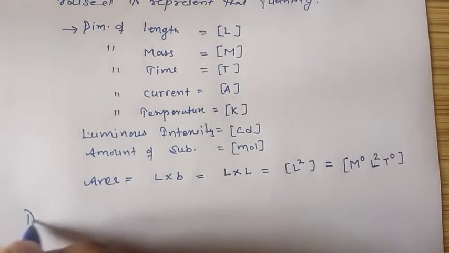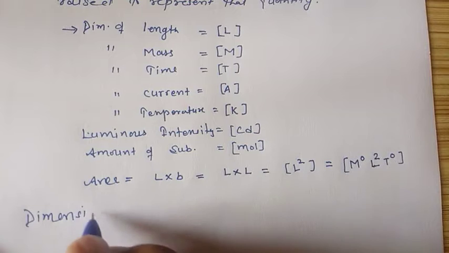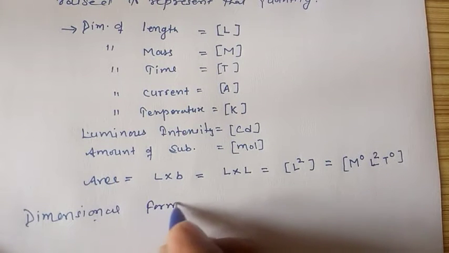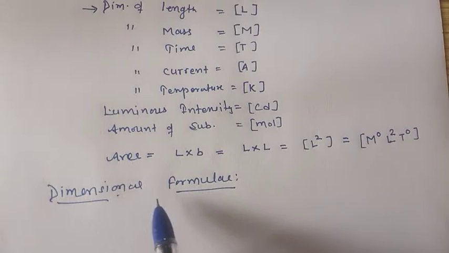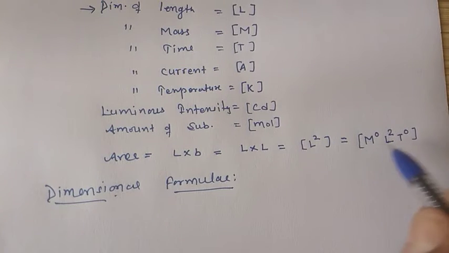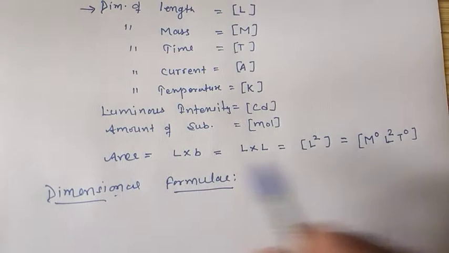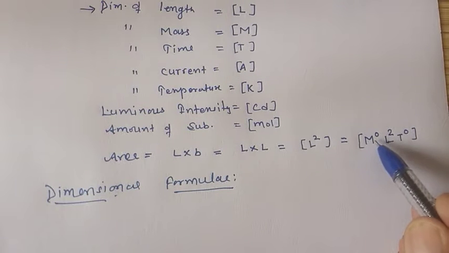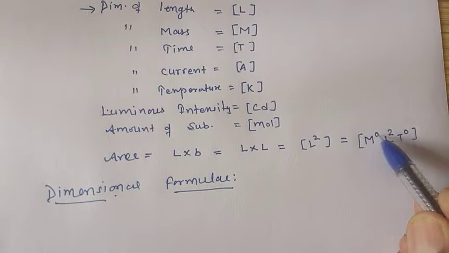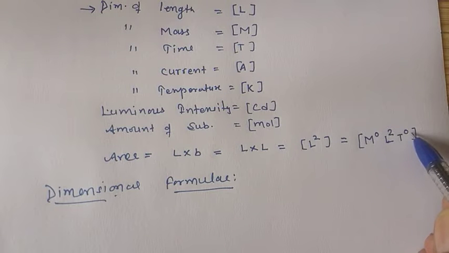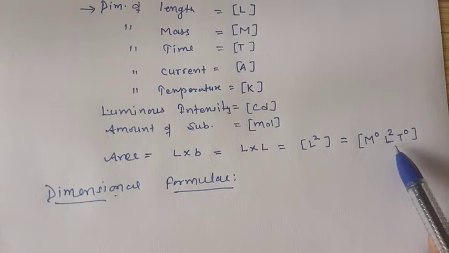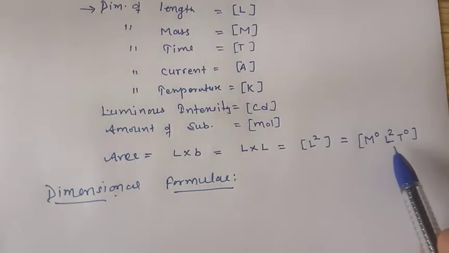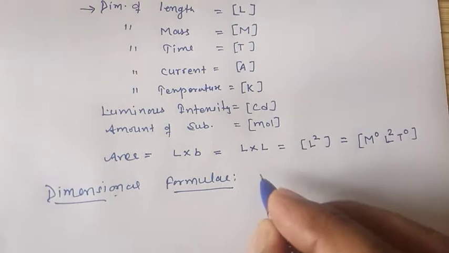Now what is the dimensional formula? For the dimensional formula, we just write the dimensions of area. What we are seeing here is that the dimensions of mass have power 0, length has power 2, and time has power 0. So this expression, which shows how and which base quantities represent the dimensions of a physical quantity, is called the dimensional formula.